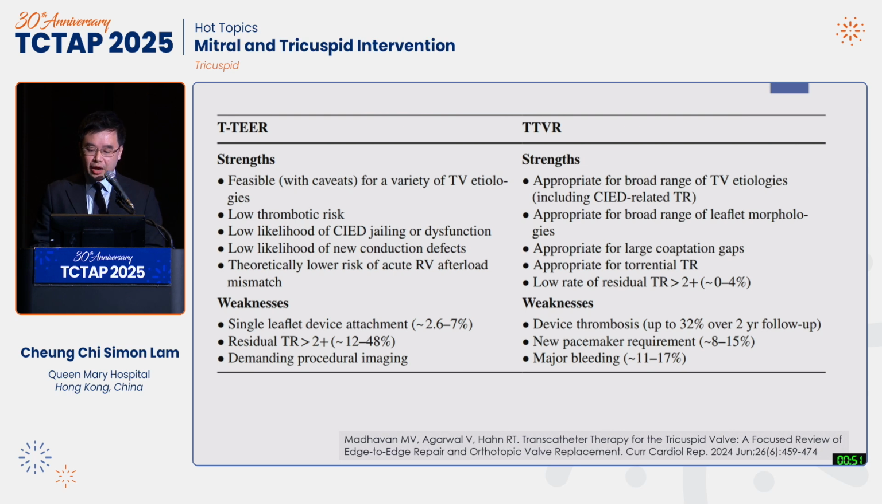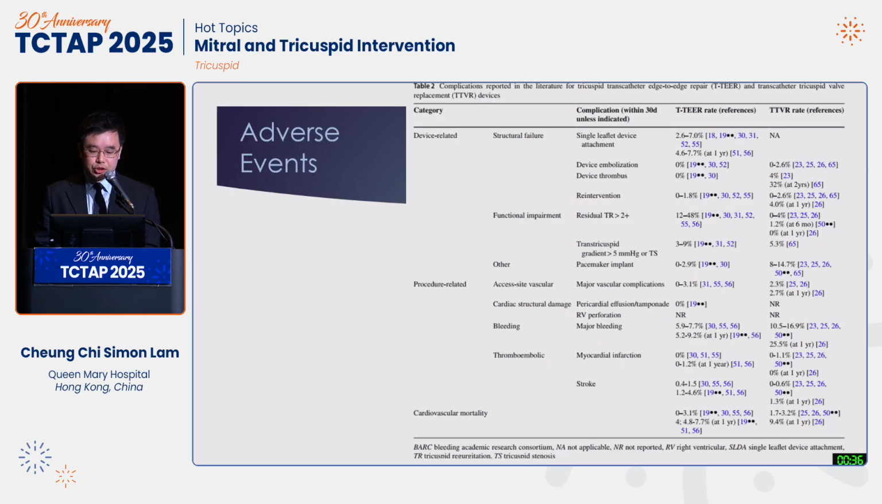For TTVR, it's an easy one-shot and could eliminate all the TR, but sometimes when you eliminate TR, the heart may not be able to adapt and it may not be well tolerated. Weaknesses also include device thrombosis, pacemaker requirement, and bleeding because the sheaths are much bigger. So adverse events are slightly higher with device replacement, but single leaflet detachment would definitely be more common with TEER.